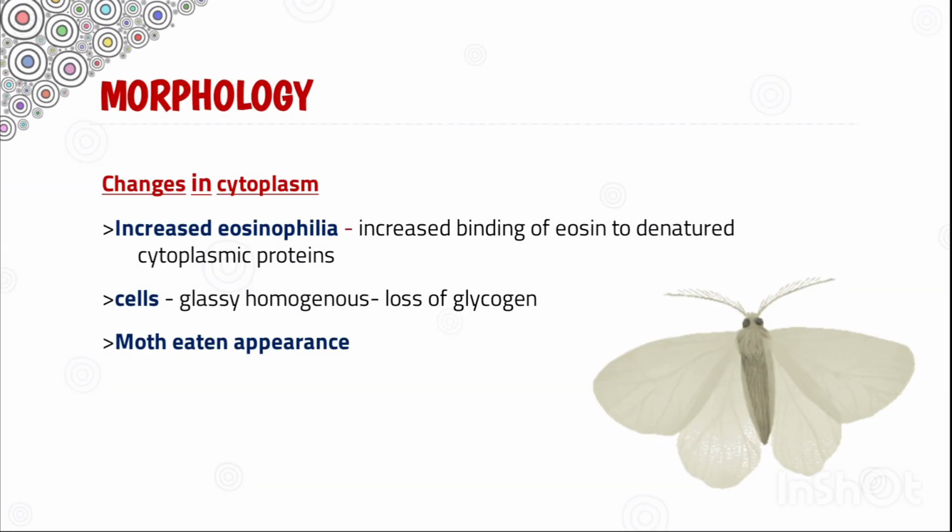Morphological changes can occur in necrosis. There will be cytoplasmic and nuclear changes. What are the changes in cytoplasm? Increased eosinophilia, that is, eosin stain will be bound more to the denatured cytoplasmic protein, and the cells will have a glassy homogeneous appearance due to loss of glycogen. Also, they are going to have a moth-eaten appearance. Why? Because all the contents are devoured and large vacuoles will be formed. Thus, moth-eaten appearance. This is a classic feature in necrosis.